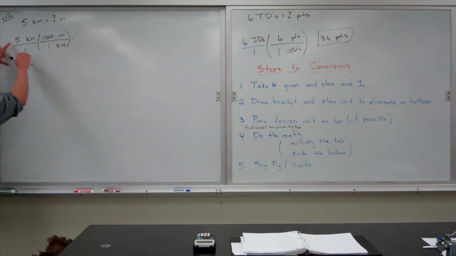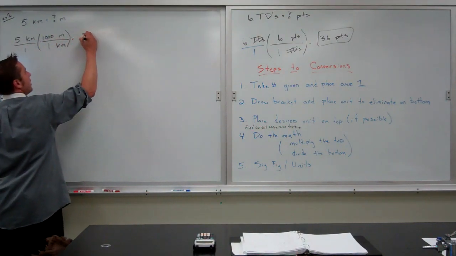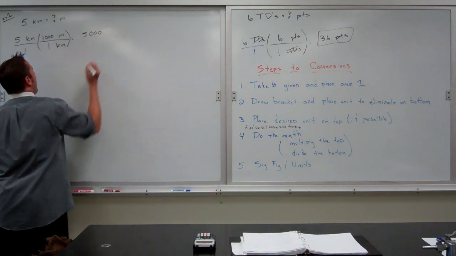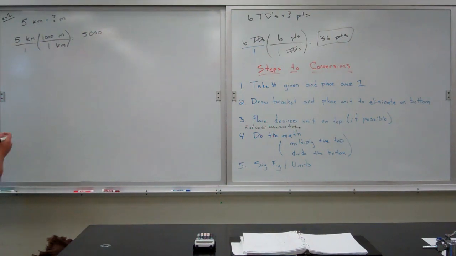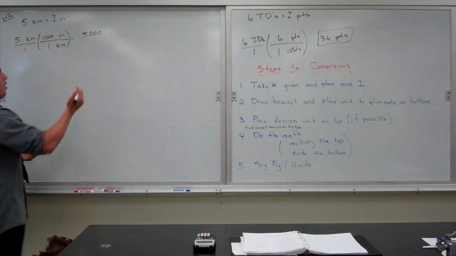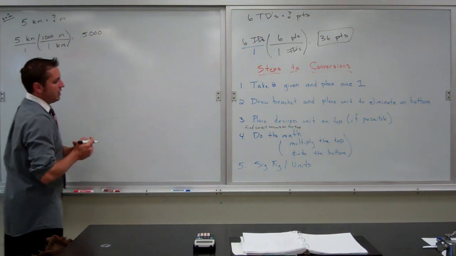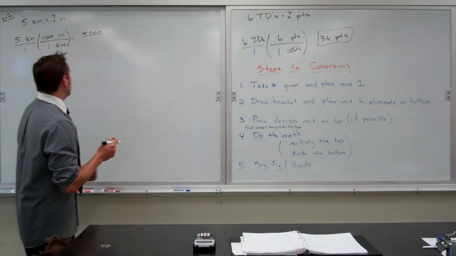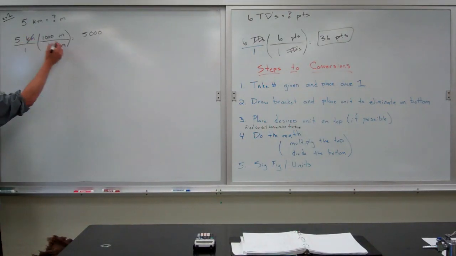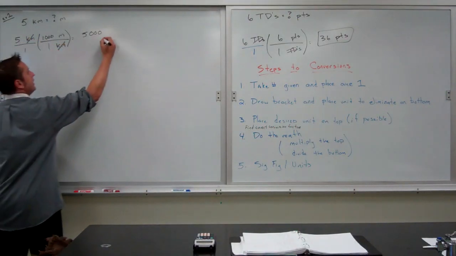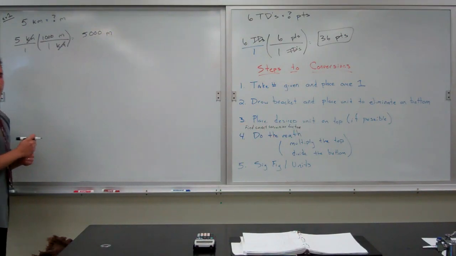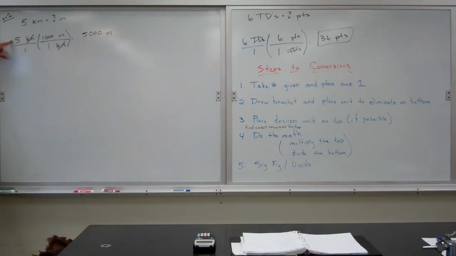So if I multiply on the top, 5 times 1,000 gets me 5,000. Divide the bottom, so 5 divided by 1, 1,000 divided by 1 is still going to be 5,000. Last but not least, we do units and sig figs. Kilometers cancels because it's top and bottom, leaving me with meters. And 5 has 1 sig fig. 1,000 will not limit us.